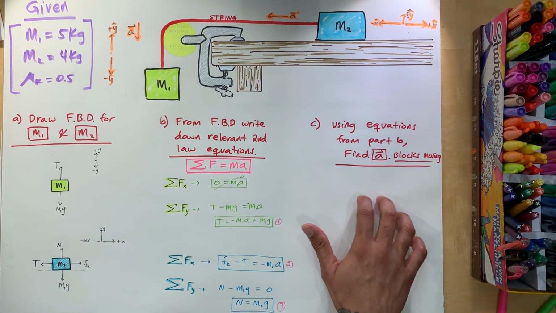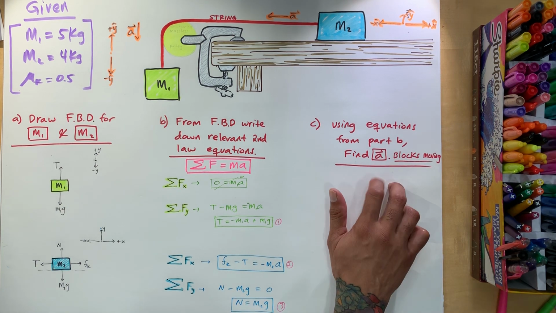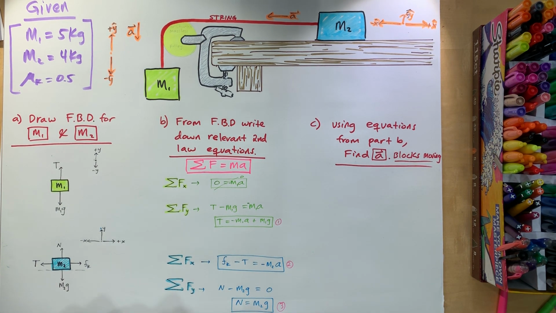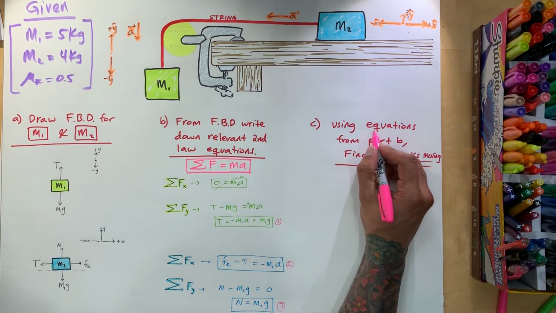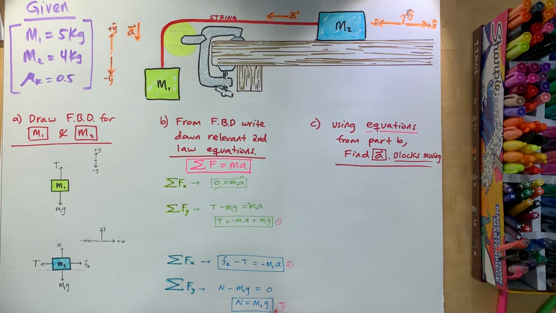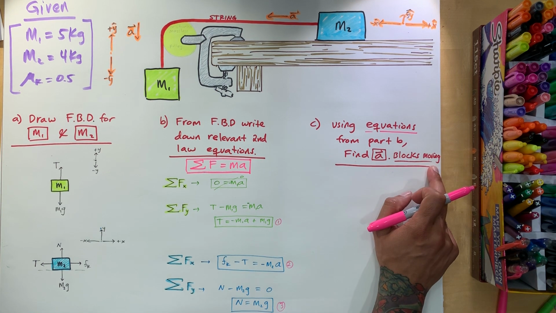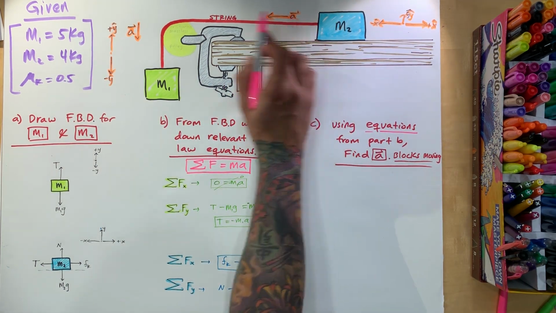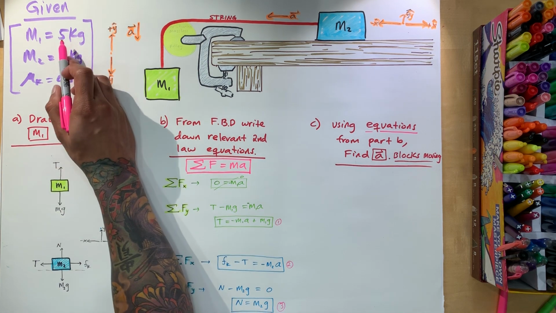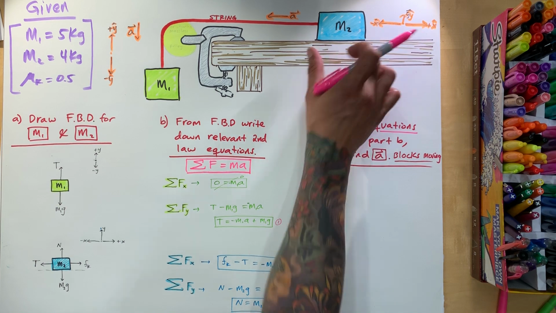All right, now let's move on to C. What do we got? Okay. So now using the equations from part B, so 1, 2, and 3, find acceleration when the block is moving. So both of the blocks are moving now. So they're going down, going this way, and we want to find the value of the acceleration now with these given values, the masses and friction against the table.